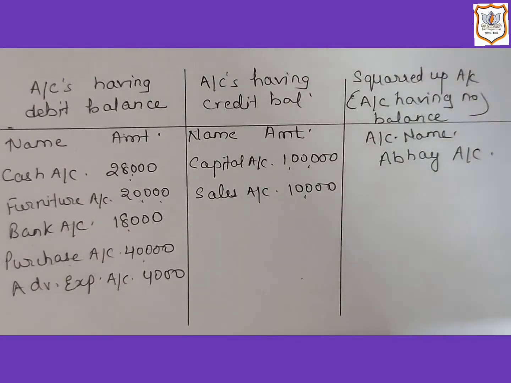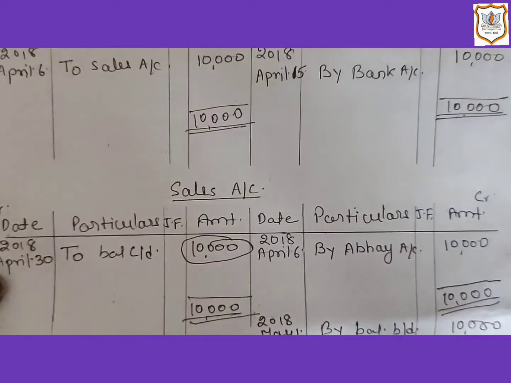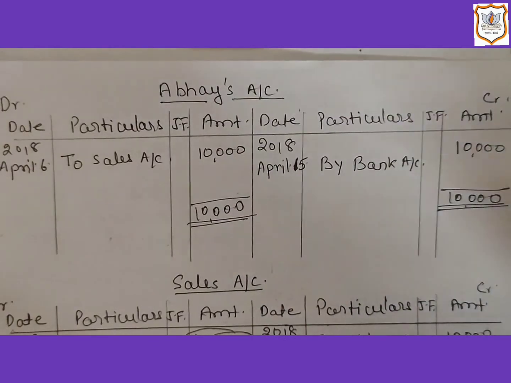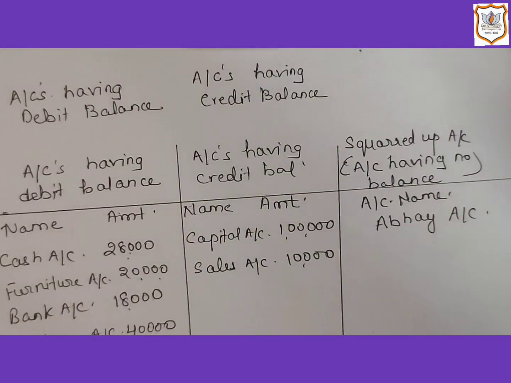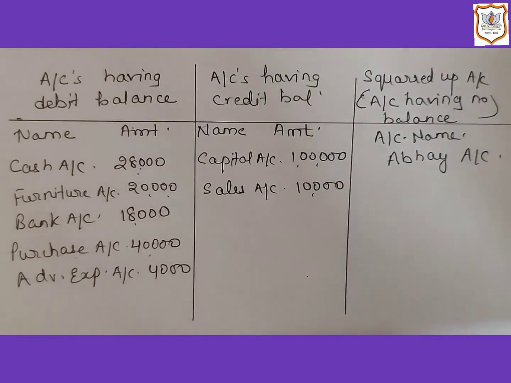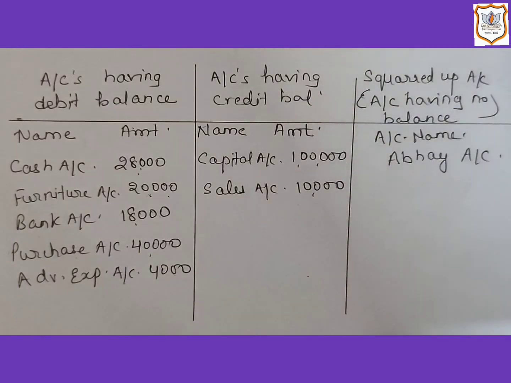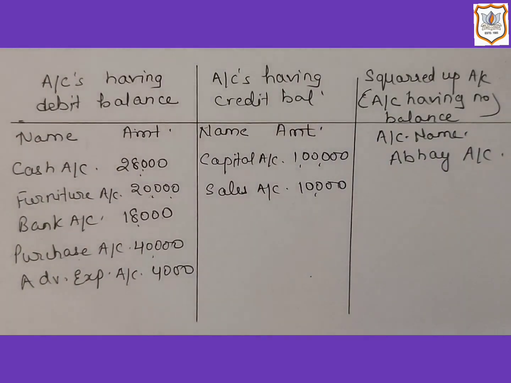Then the squared up account. Here you can see Abhay's account, that is squared up. That means in Abhay's account no balance is left. So here we will write the account name, that is Abhay account. So in this way, the balance of each account is found out. I hope it is clear to you all. Thank you very much.